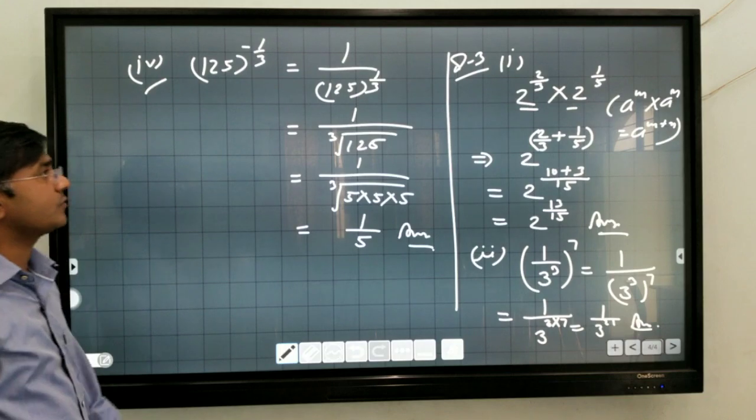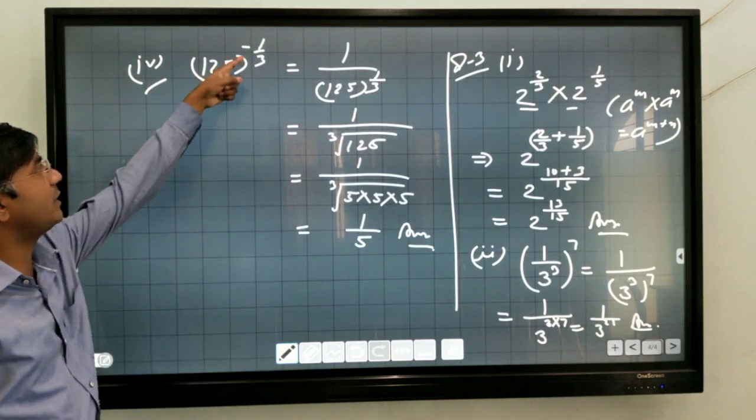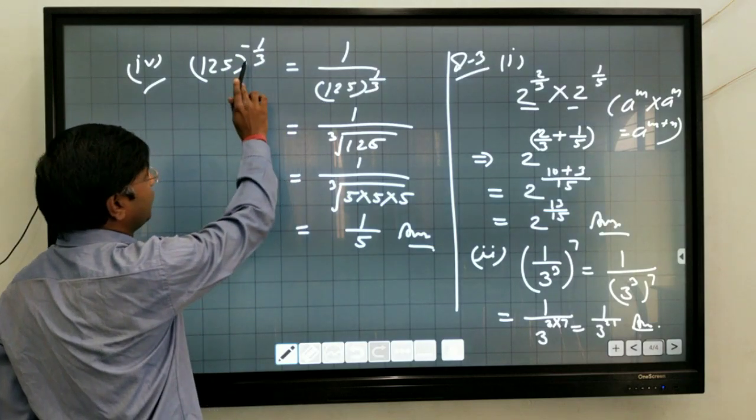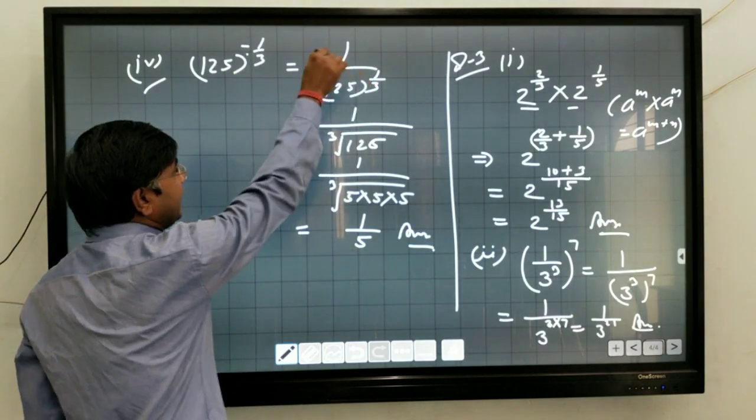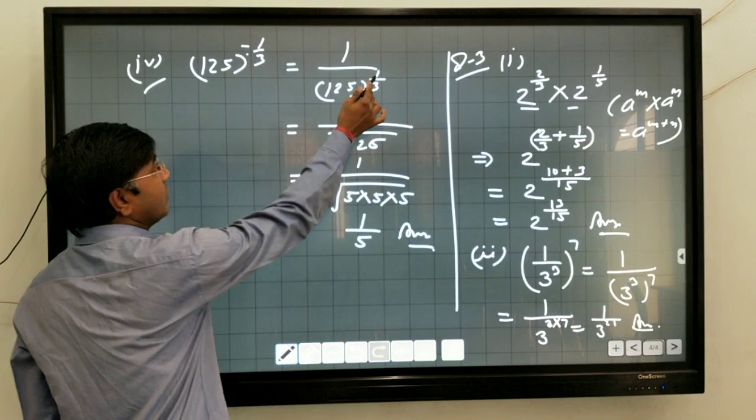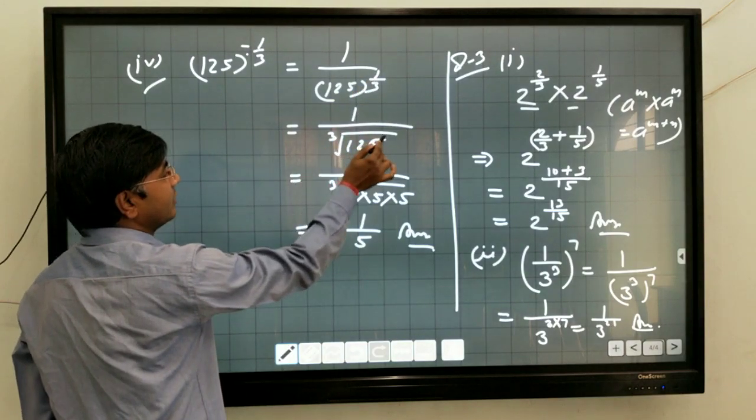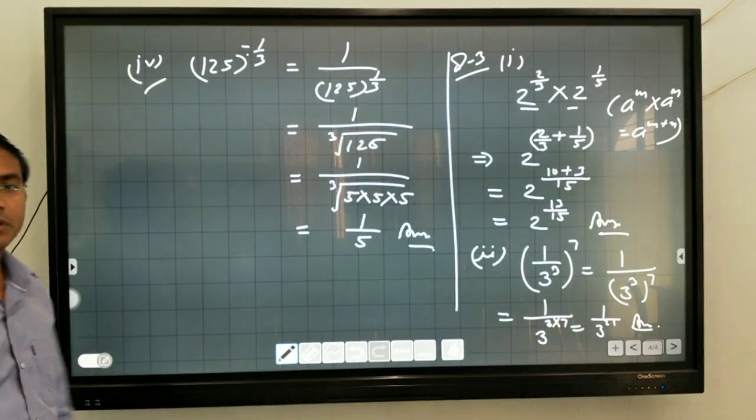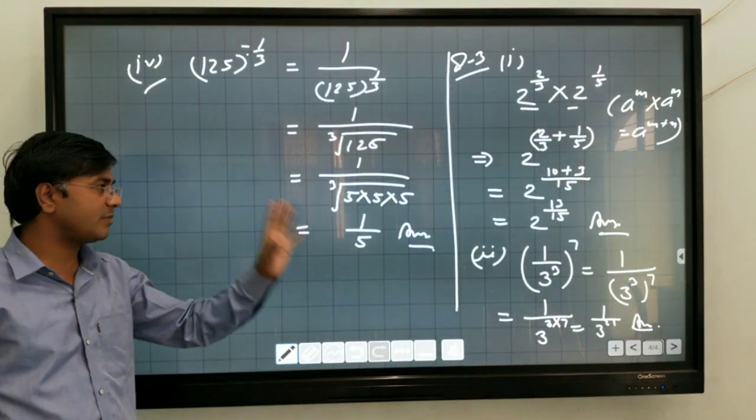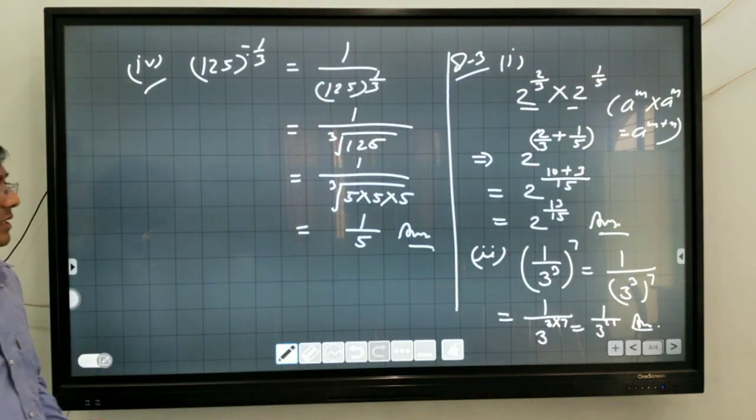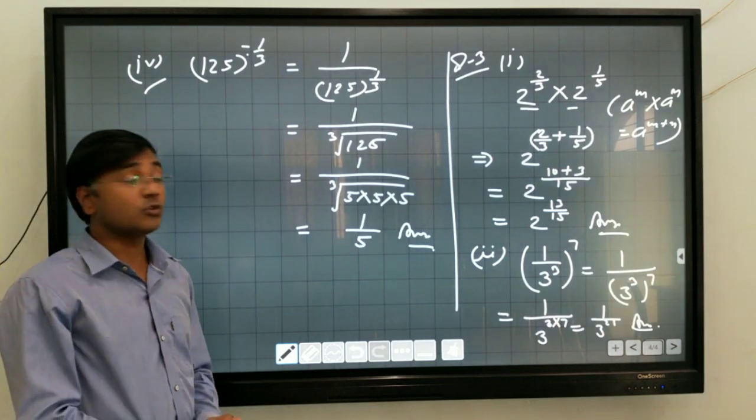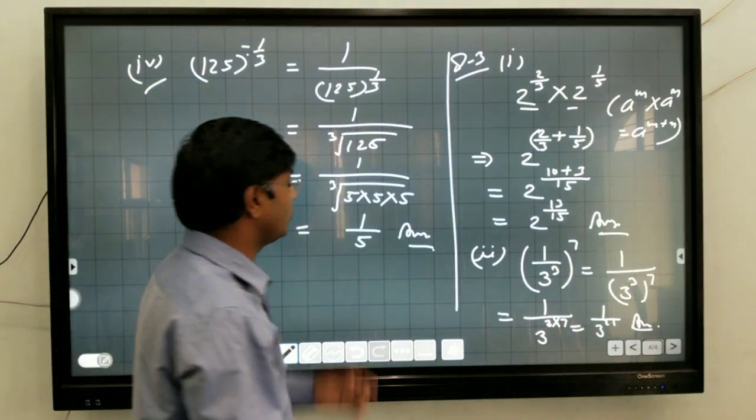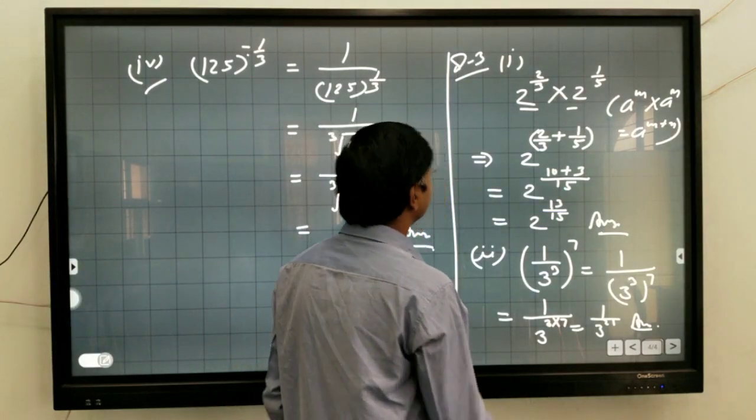Now the last question of the exercise and the chapter as well. Fourth part: 125 to the power minus 1 by 3. We have seen the property for this minus: it becomes positive by writing in the denominator, and this 1 by 3 will come here as 3, the cube root of 125, make a group and write 5. So the question is strictly based on the properties, that is, the laws of exponents. You have to learn the exponent rules first, only then you are able to solve. So you all need to go through the rules first.